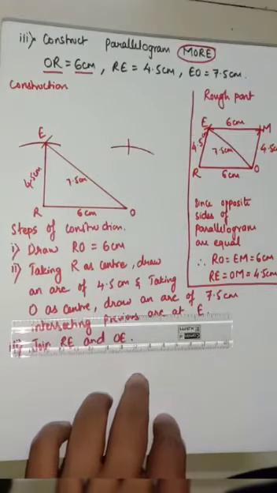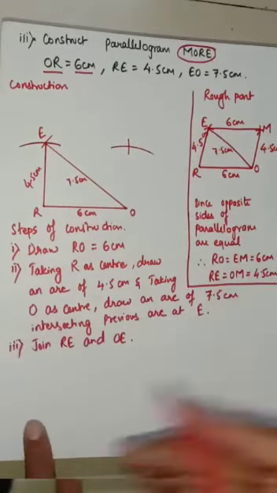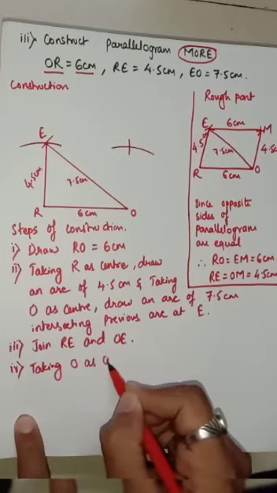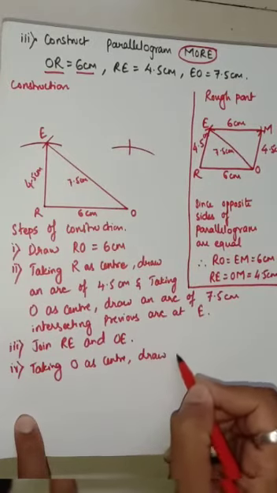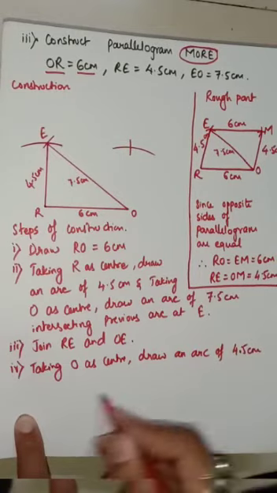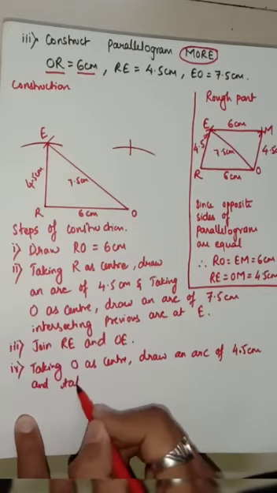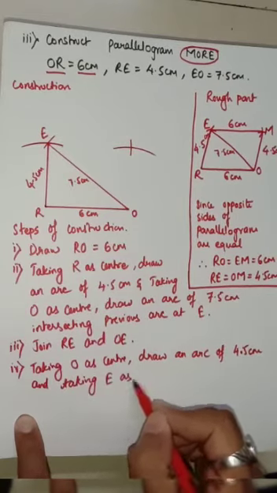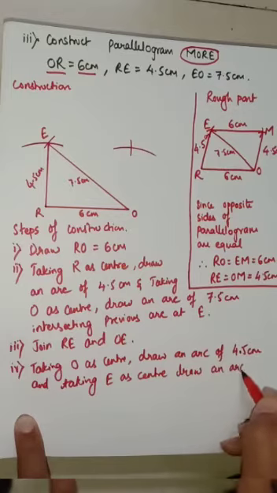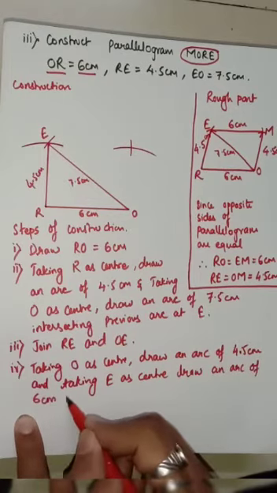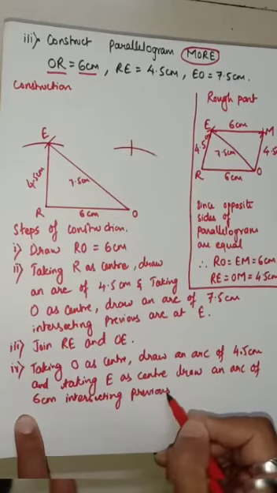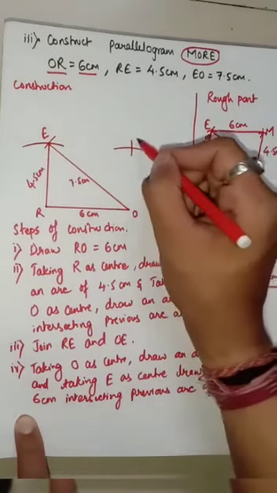The same step we will write, what we did right now: taking O as center, draw an arc of 4.5 centimeter and taking E as center, draw an arc of 6 centimeter intersecting the previous arc at M.